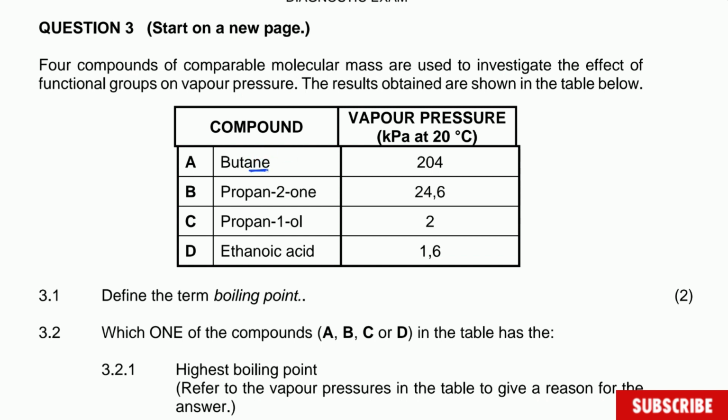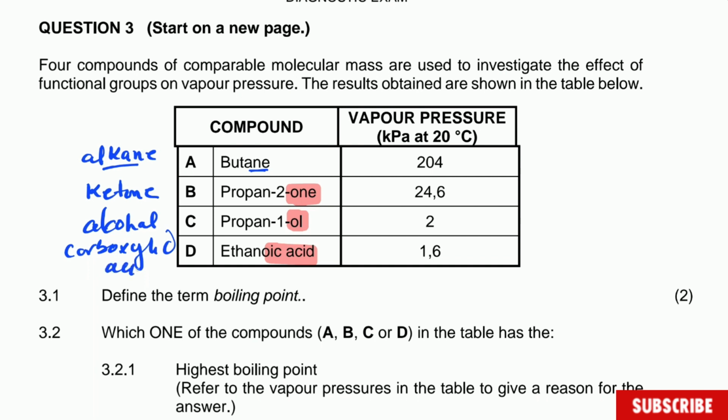The first one, you can see it ends in -ane and is going to be an alkane. This is very important. Propan-2-one, you can see that it finishes in -one and is a ketone. Propan-1-ol ends in -ol and it's therefore an alcohol. And the last one is in -oic acid and it will be a carboxylic acid.